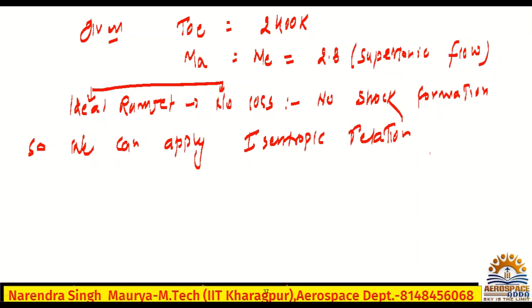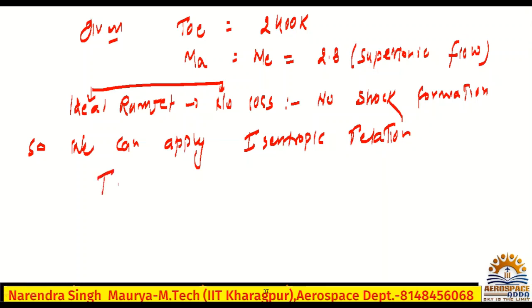Just think, if it is not an ideal ramjet and the Mach number is 2.8, a shock will be formed there. If shock is forming somewhere, you cannot apply the isentropic relation. You remember this, okay? But here you are free to apply the isentropic relation. Why? Because it is an ideal ramjet and there is no shock formation. All right. What is the isentropic relation?